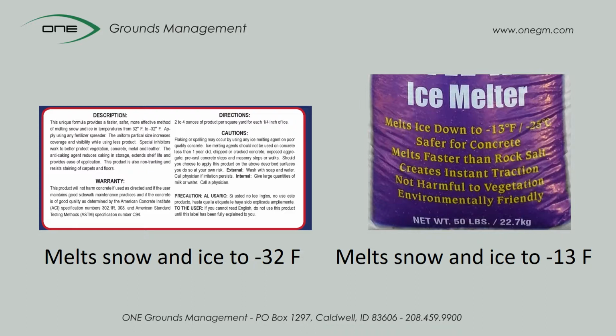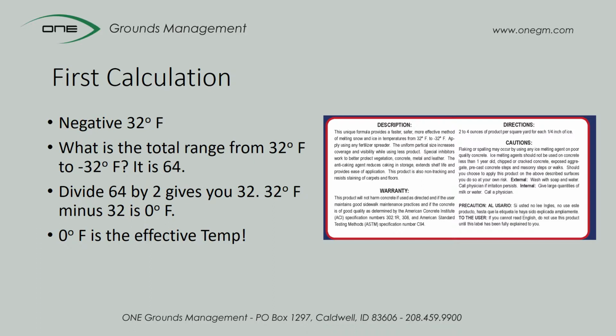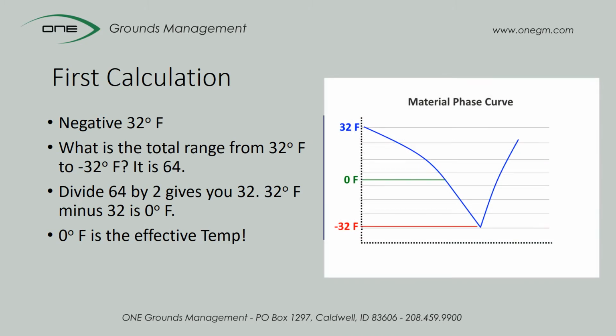And so we're going to use these two examples and do a quick analysis of where their effective temperatures are to see what material is really the best one to use for the temperatures that we're going to be operating in. So let's take a look at the first one. Okay, so in this first example with the negative temperature of 32 degrees Fahrenheit, we take the total range from 32 degrees Fahrenheit at which water freezes all the way down to its lowest temperature at negative 32 degrees Fahrenheit. And we take that range, and that total range is 64. And then we divide 64 by 2, which gives us 32.